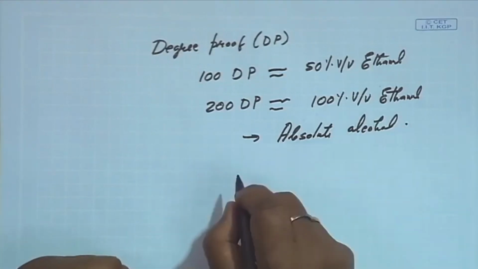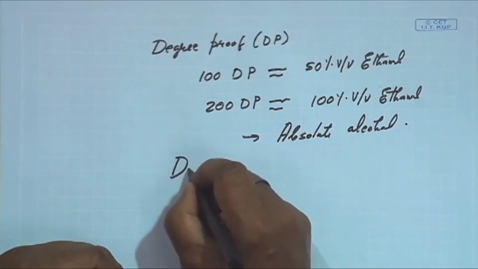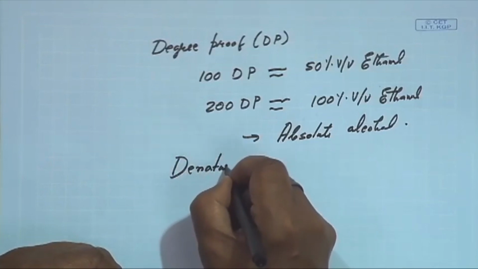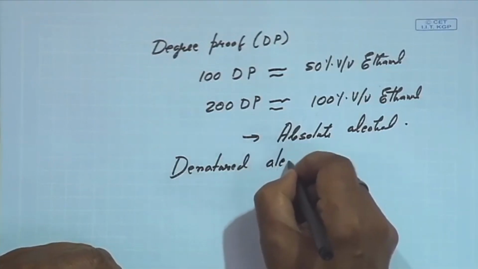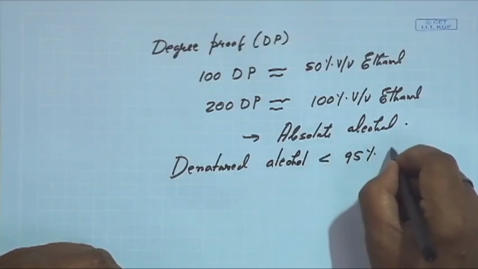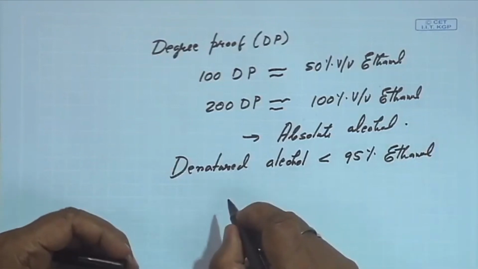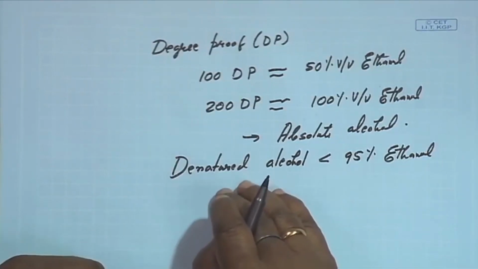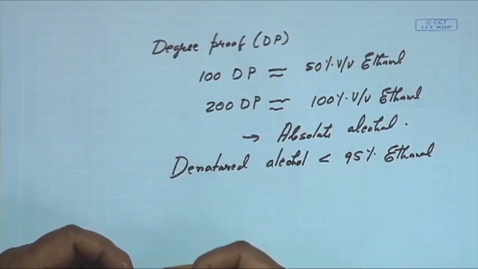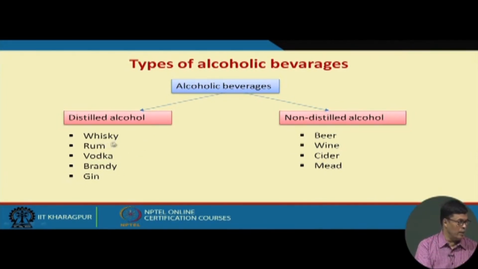And we talk about the denatured alcohol. The denatured alcohol usually contains less than 95% alcohol, ethanol. Now I told you denatured alcohol is purposefully made unfit for human consumption by adding different ingredients. Now here the distilled alcohol means through the distillation process we separate the alcohol, and this alcohol we mix with different ingredients to give the different color and flavor.